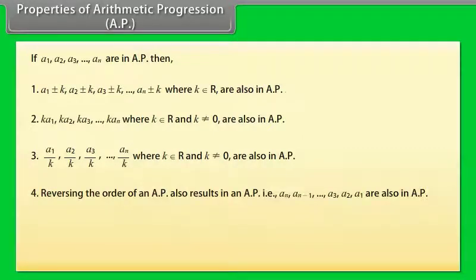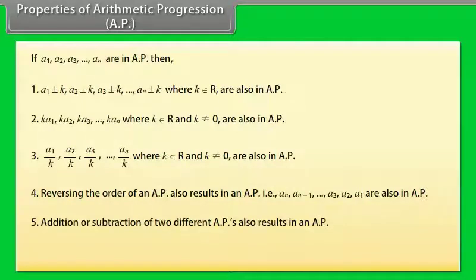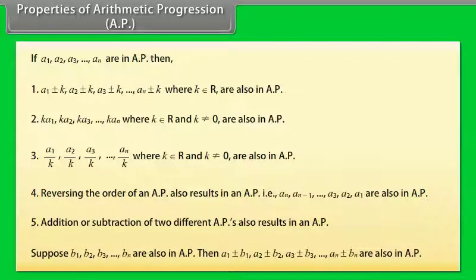Reversing the order of an AP also results in an AP. That is, an, an-1 up to a3, a2, a1 are also in AP. Addition or subtraction of two different APs also results in an AP. Suppose b1, b2, b3 up to bn are also in AP. Then a1 ± b1, a2 ± b2, a3 ± b3 up to an ± bn are also in AP.